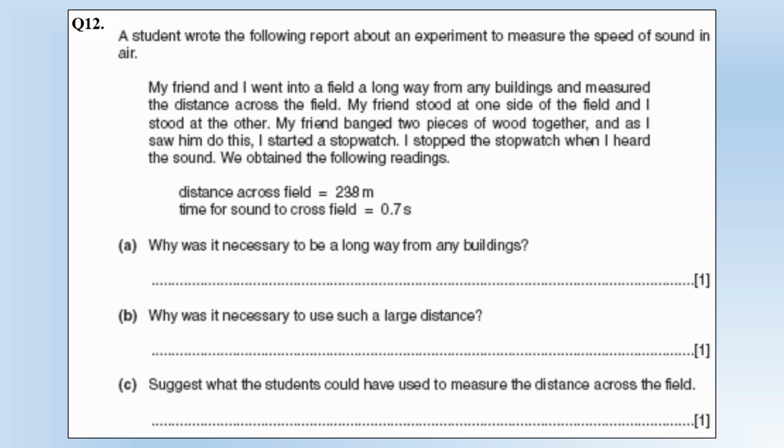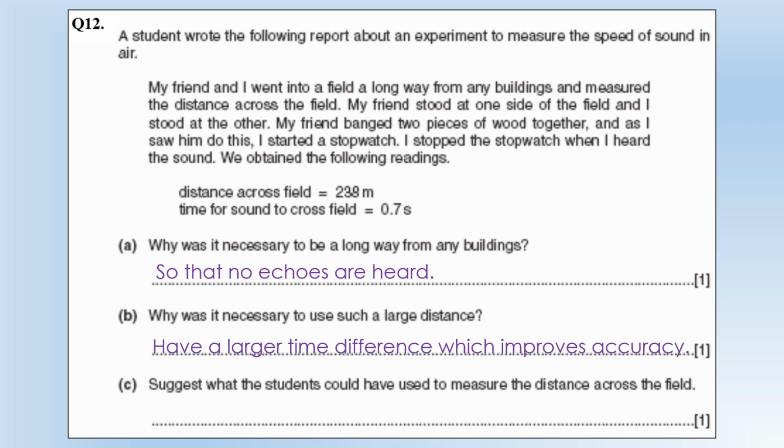We've got distance and time. Why does it need to be a long way from buildings? Well, we need to prevent any echoes occurring which could interfere with our measurement. Why do we need a large distance? Well, we need a large enough time that it's going to be accurate.